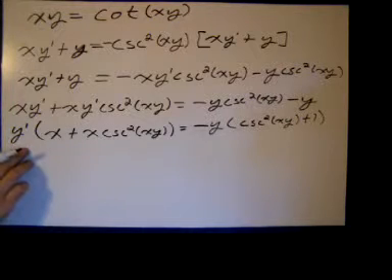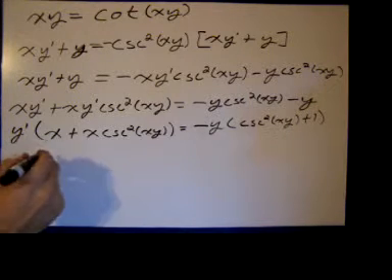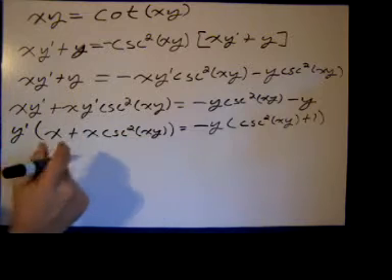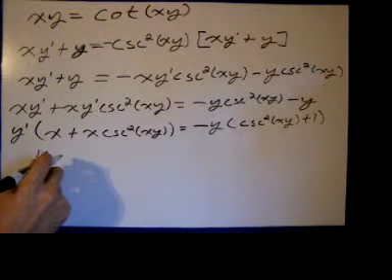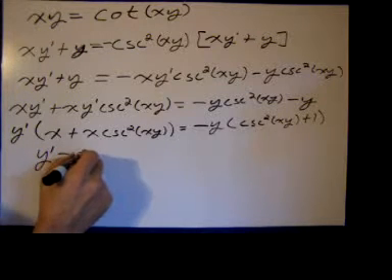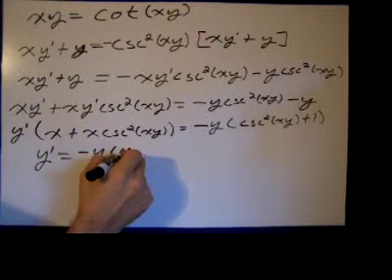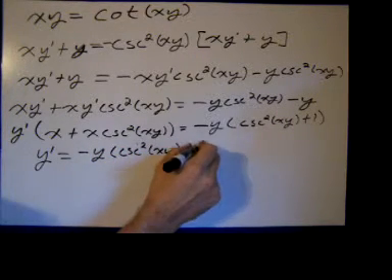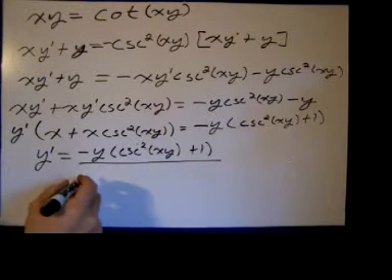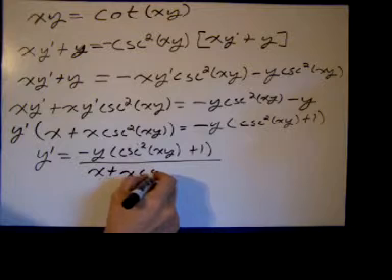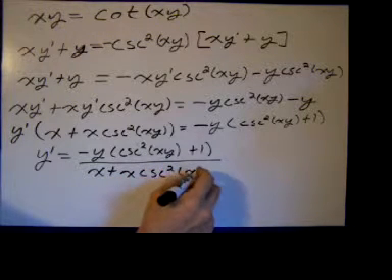Now to finish solving for y prime, I'm going to divide both sides by x plus x cosecant squared of xy, and then I'm going to do something else. So y prime equals negative y times the cosecant squared of xy plus 1, divided by x plus x times the cosecant squared of xy.